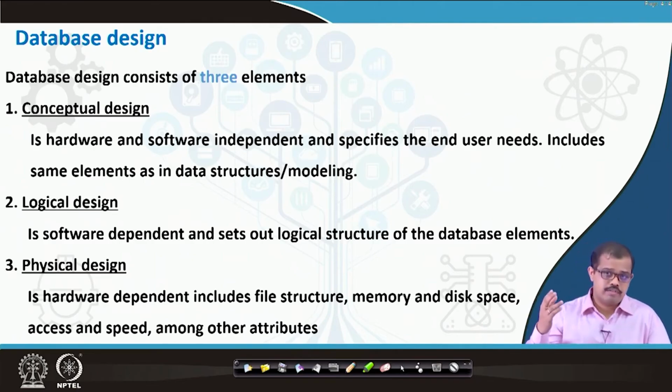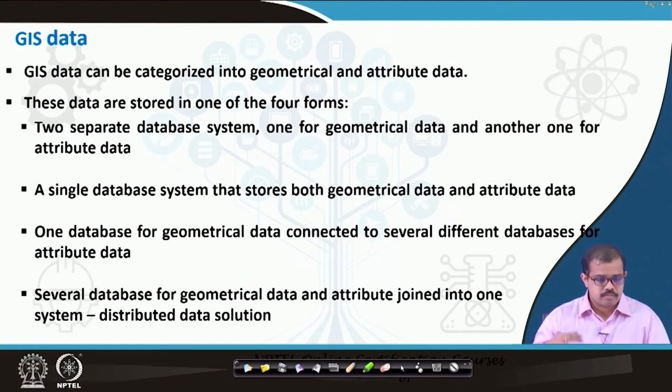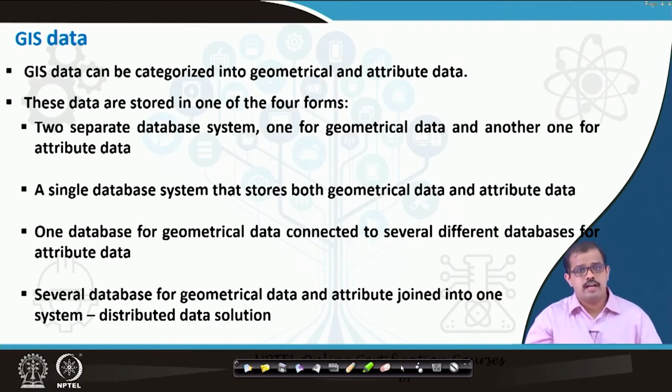So three things that you have to look at: one is the conceptual design, one is the logical design, and the other one is the physical design. Once you have looked at it, then come to the GIS data. When we look at GIS data, it has geometrical data and attribute data. Attribute data is a very compulsory part of GIS because it gives you information about the geometries that are associated. Now these data are stored in 4 forms.